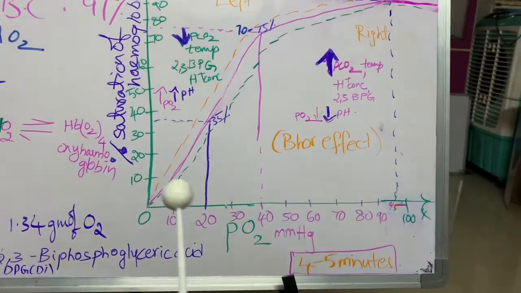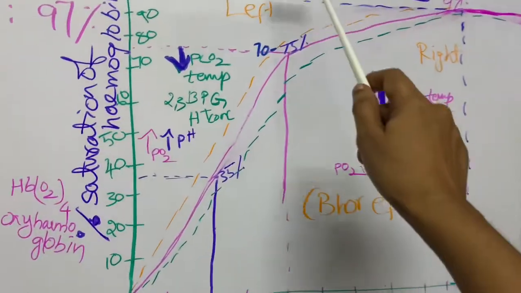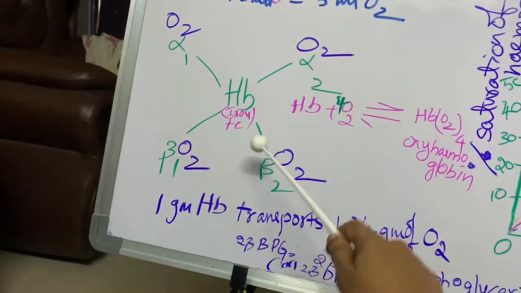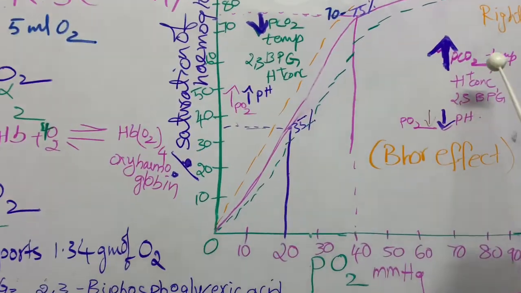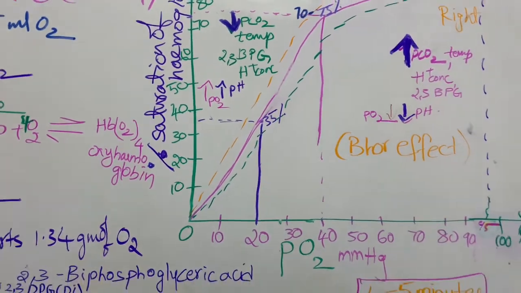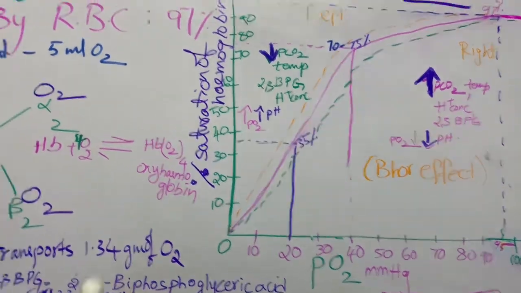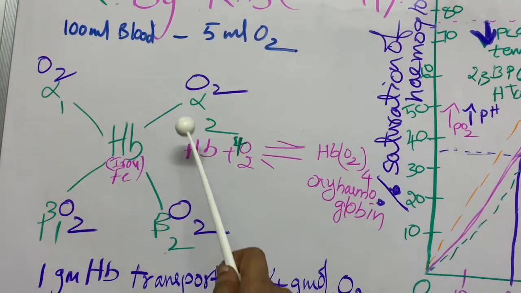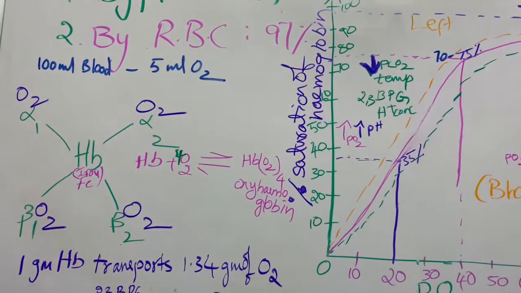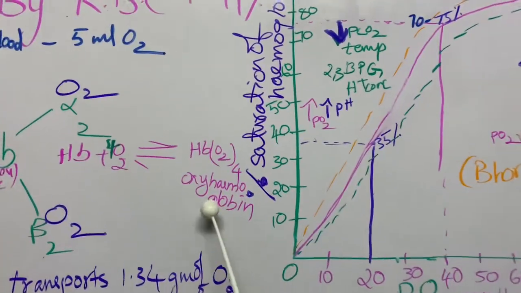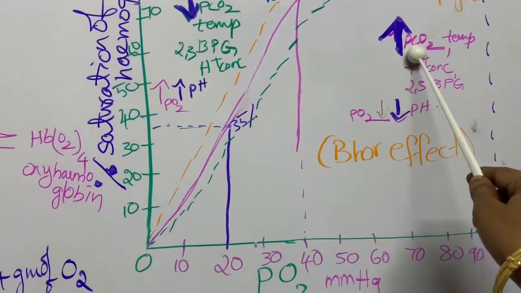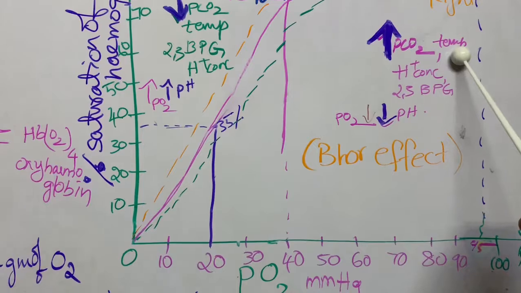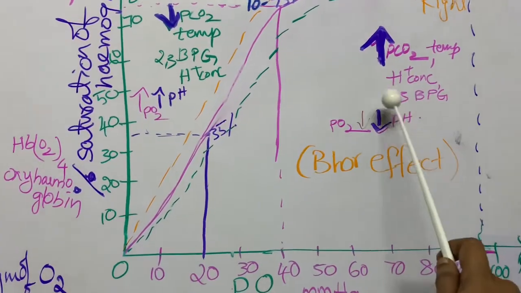Dissociation means to break down. When the partial pressure of carbon dioxide, H plus ion concentration or temperature increases, oxyhemoglobin undergoes the backward reaction and dissociates into hemoglobin and oxygen. This occurs at tissue levels. At tissue levels, the partial pressure of carbon dioxide is more and the partial pressure of oxygen is less. Likewise, the temperature, the hydrogen ion concentration and 2,3 BPG are also high.